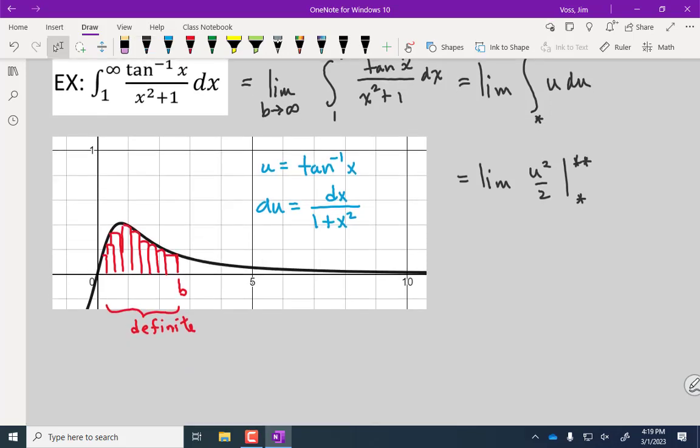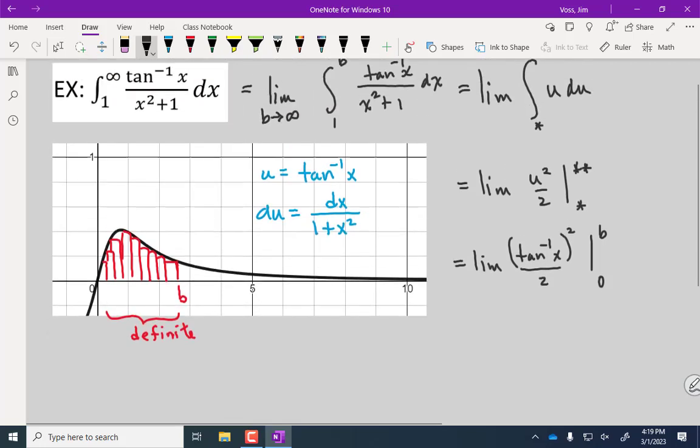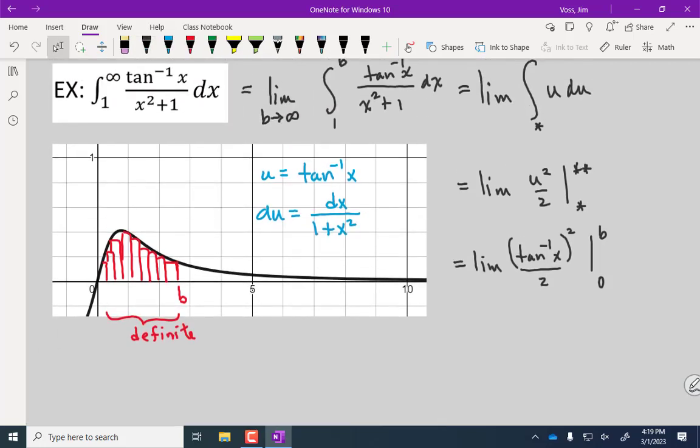Back substitute. So we're going to get the limit of arc tangent squared times 1/2. Back to our original limits, 1 to b. Yeah, the way I was just looking at the graph, let's go 1 to b.